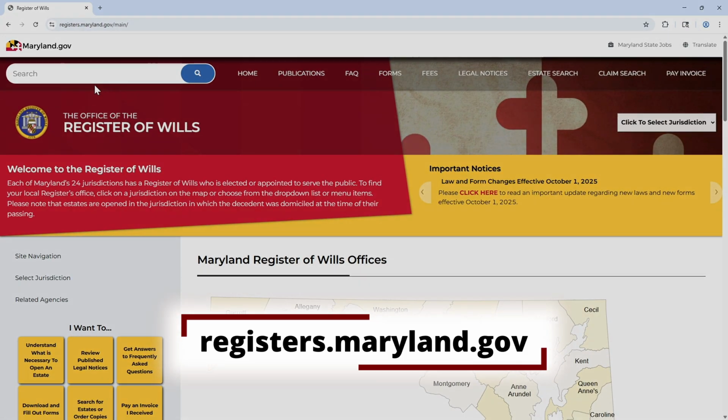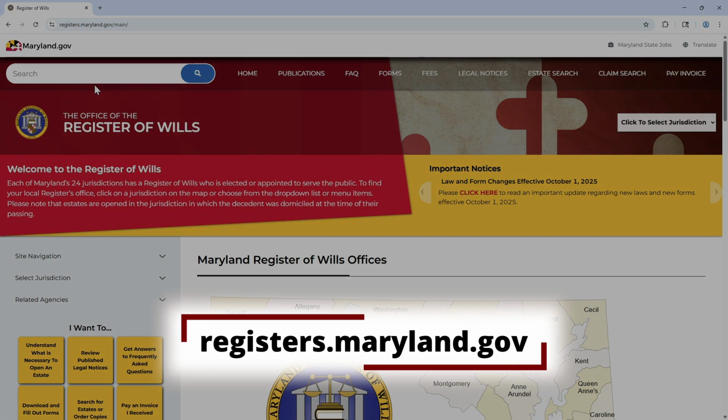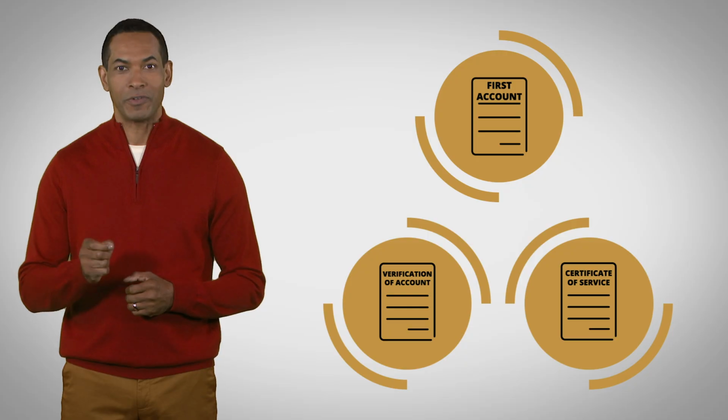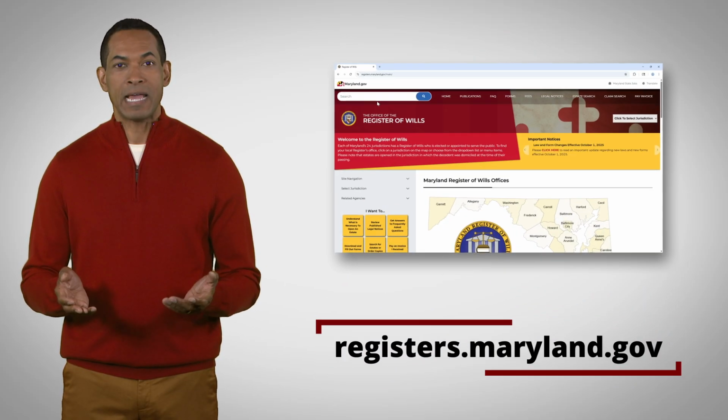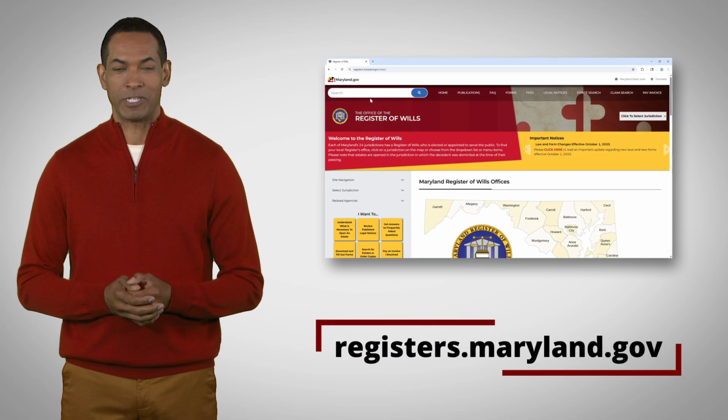The website address is registers.maryland.gov. When you file the first account, you need to also file the verification of account and a certificate of service. You can find samples of these on the Register of Wills website.